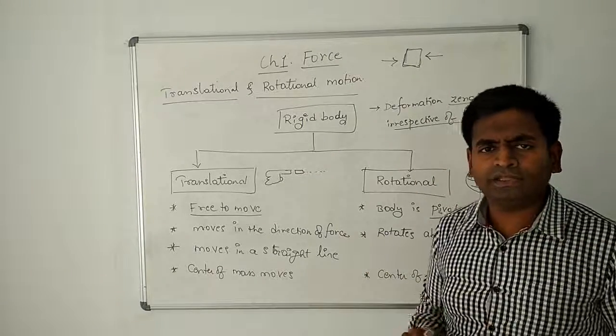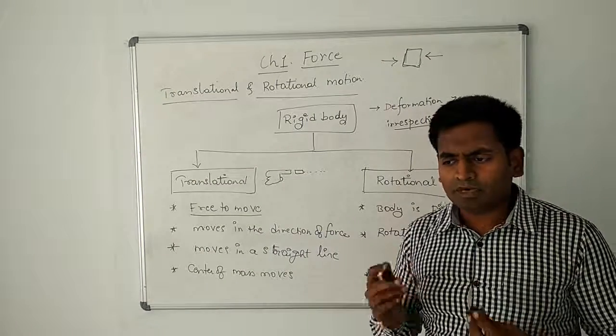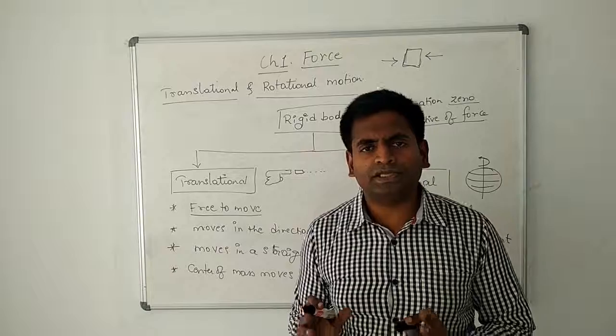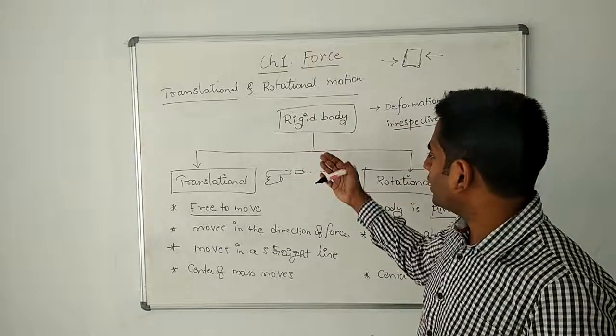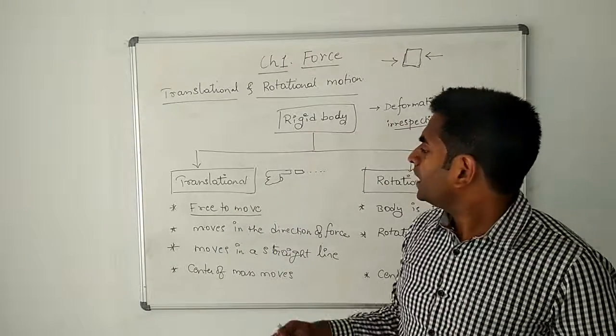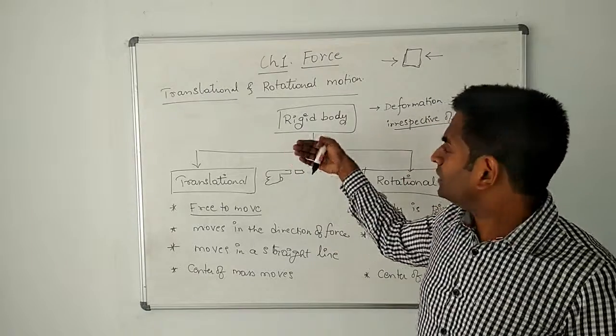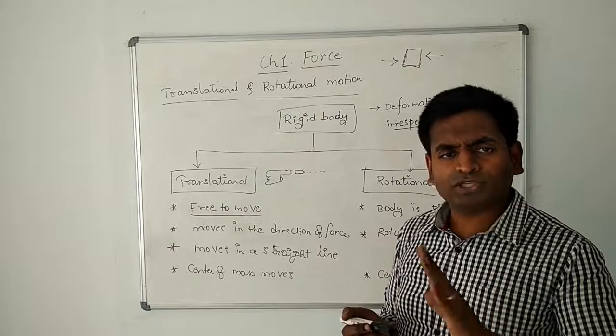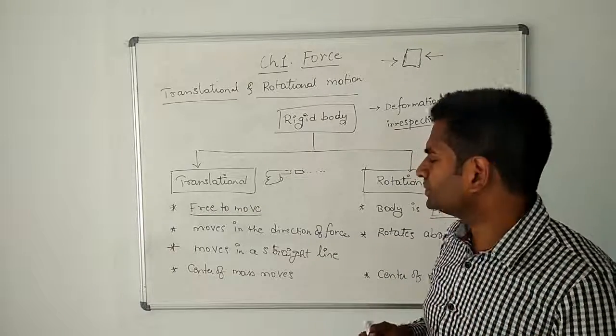In reality, rigid bodies do not occur. But for all practical purposes, we will assume every body in nature to be a rigid body. That would actually simplify the analysis of our topic of motion. That's why we assume all bodies to be rigid bodies. But in reality, rigid bodies do not occur. There is no ideal rigid body.